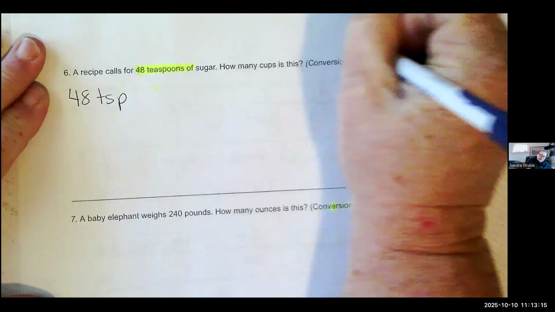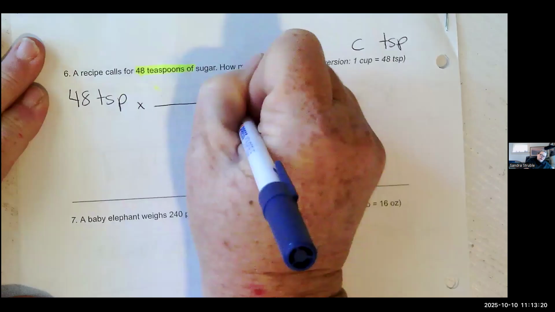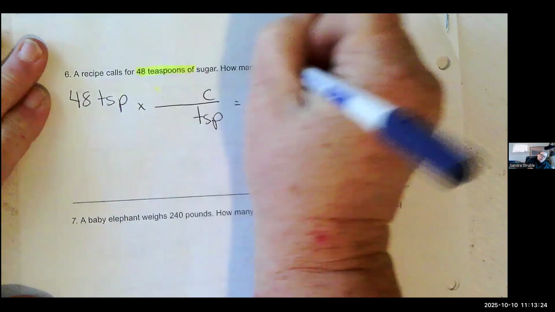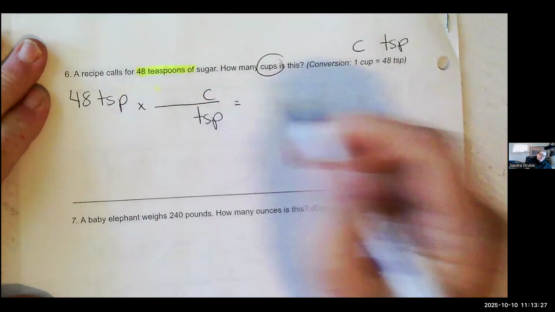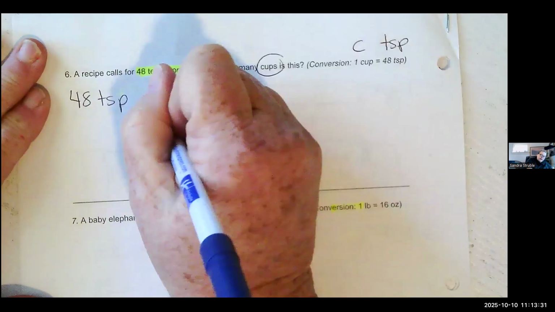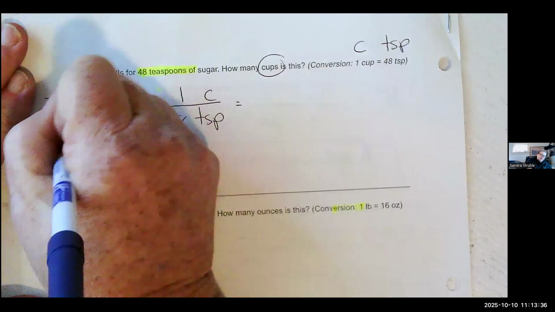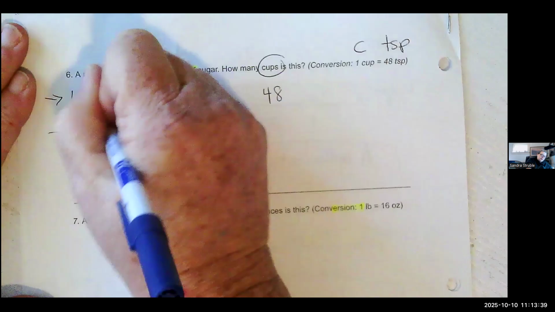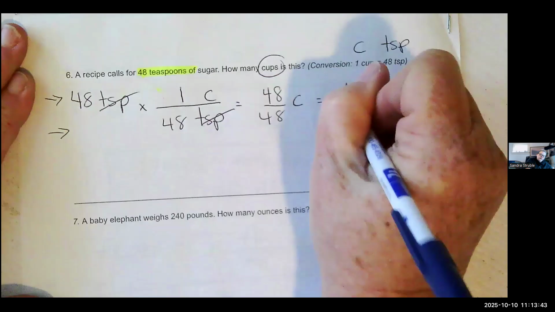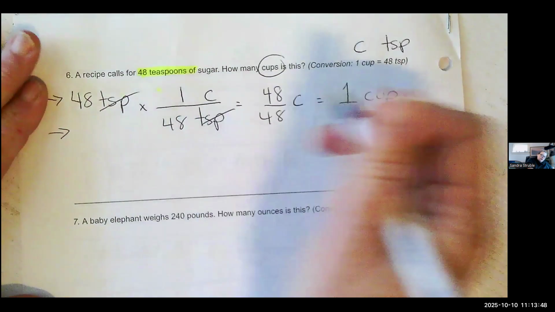Teaspoons can be written TSP, cups is C. All right, we've got teaspoons up top, so we need teaspoons down low, and we're headed towards cups. Once I get my units set up to where they'll cross out, I can plug in my numbers, 1 and 48. Multiplying straight across, 48 teaspoons are gone, 48 in the bottom. This is equal to 1 cup. So a recipe calls for 1 cup of sugar.